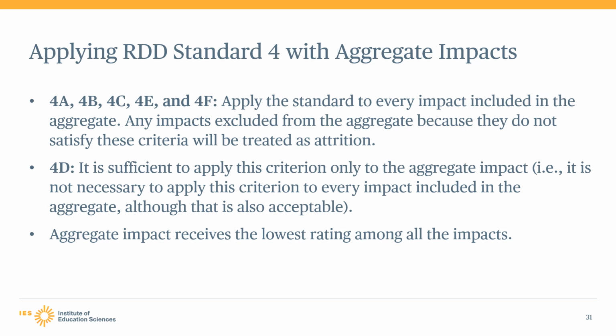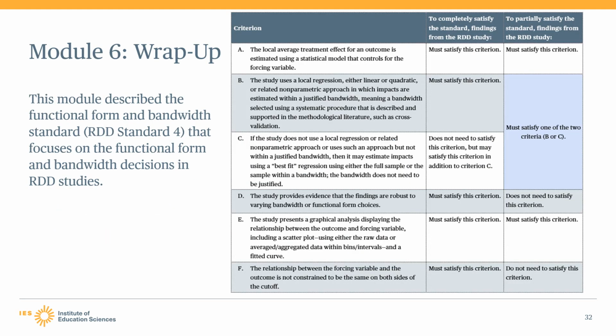When assessing RDD Criterion 4D for aggregate impact findings, this criterion can only be applied to the aggregate impact. Namely, it is not necessary for study authors to show robustness of every impact included in the aggregate, although doing so is also acceptable. This concludes our module on the WWC's fourth RDD standard, or the Functional Form and Bandwidth Standard. Let's review what we discussed in this module.